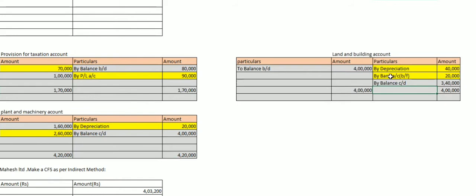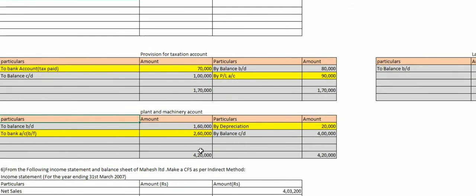So if it is by bank account, cash is coming into the business. So by bank means cash is coming into the business. So at that time, basically this will be considered as nothing but sale of land and building. So which you will add it in your investing activity.